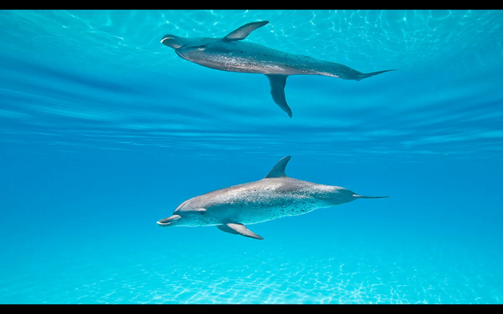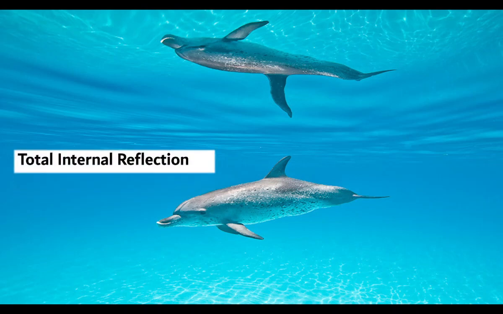So, as you can see on the screen, the dolphins. There is one dolphin, but it appears that two dolphins are there, right? So there are some phenomena which are responsible for this. That is total internal reflection. So dear students, I am going to explain to you about total internal reflection.